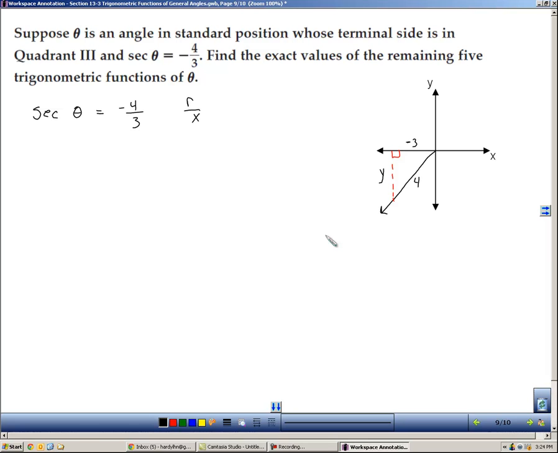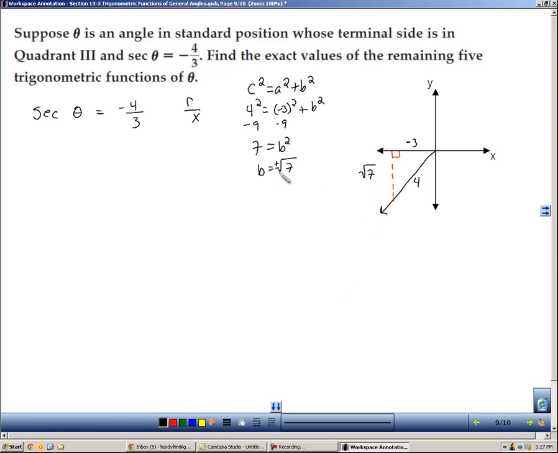Well, we've done this in the past. We can use the Pythagorean theorem. C squared equals a squared plus b squared. So my hypotenuse is 4. My a value is -3, and my b value, which is my y value, I don't know. So subtract 9 from 16. I get 7 equals b squared. So b is the square root of 7. So my y value here then is the square root of 7.